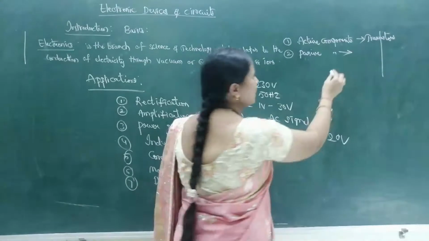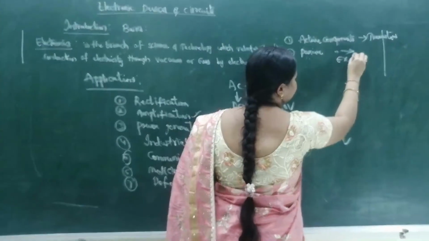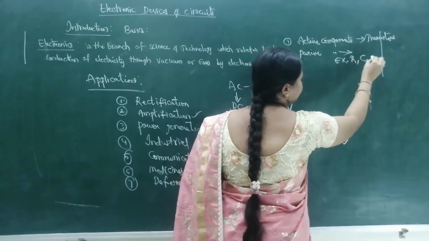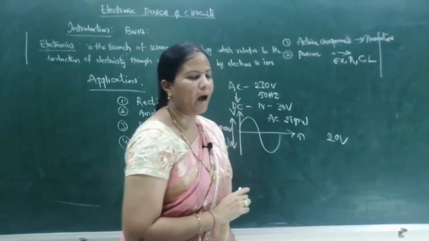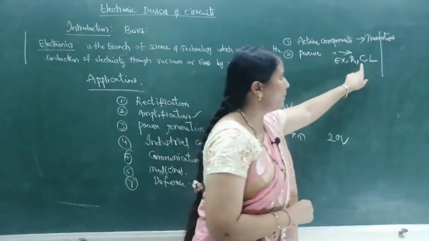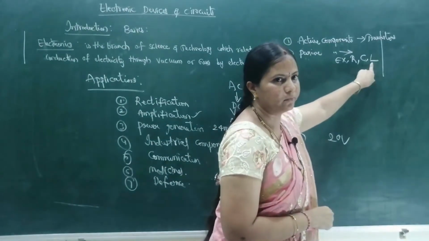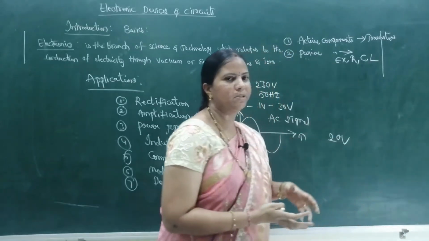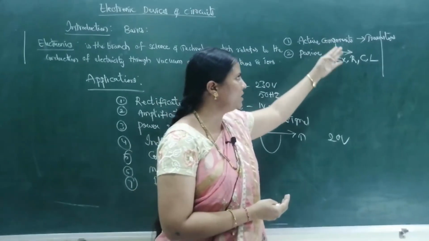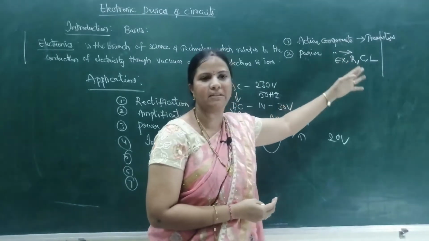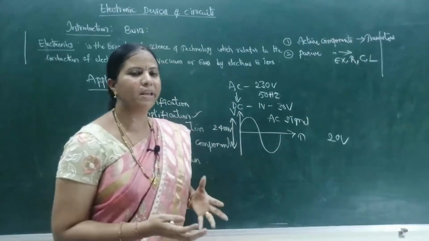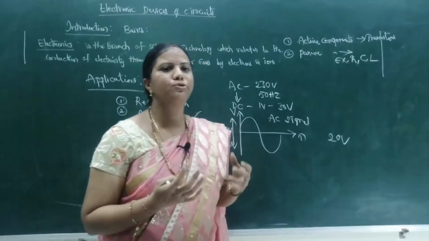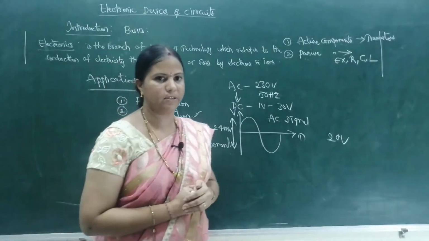Examples of passive components are resistors, capacitors, inductors. R is resistor, then capacitor, inductor. Already in your last semester you studied the basics of resistors, capacitors, inductors. What is the meaning of resistor? A resistor is used to oppose the flow of current.